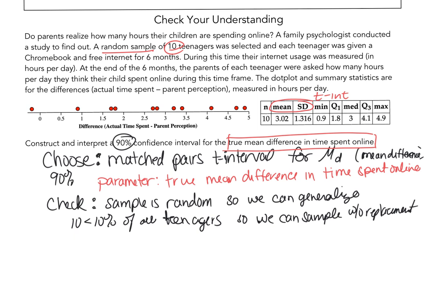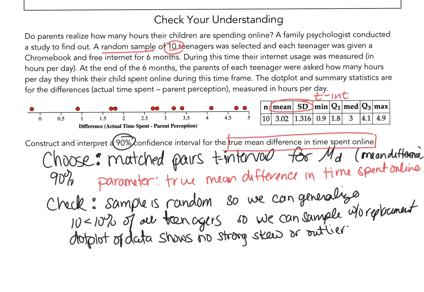And is n, it's not from a normal population, so we're looking for a large enough sample. It's not greater than 30, so we're looking at our dot plot. In this case, it shows no strong skew or outliers. So the dot plot of the data shows no strong skew or outliers. So we can use a normal model. And in this case, we're actually using the T model.